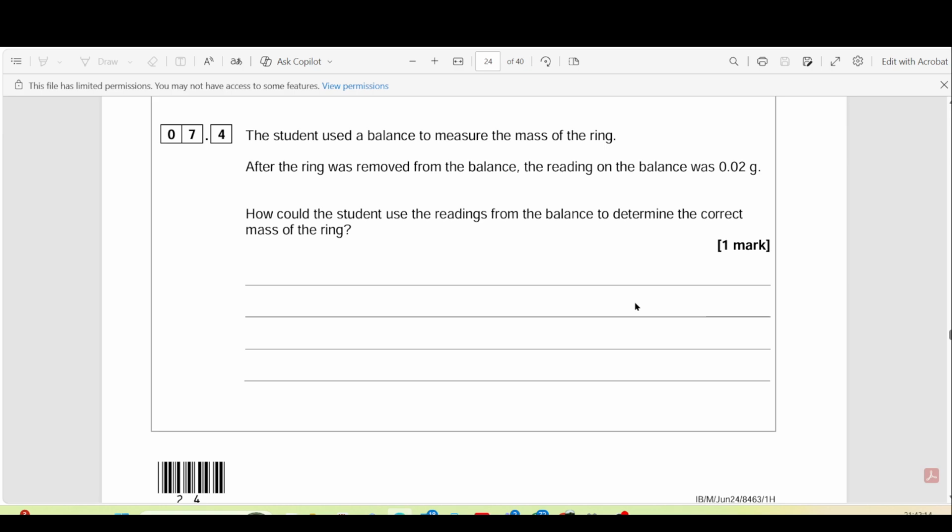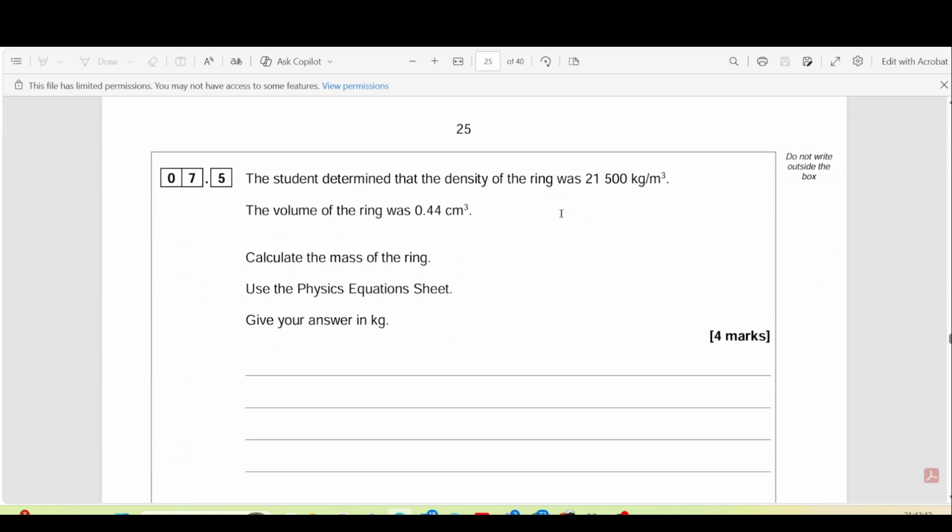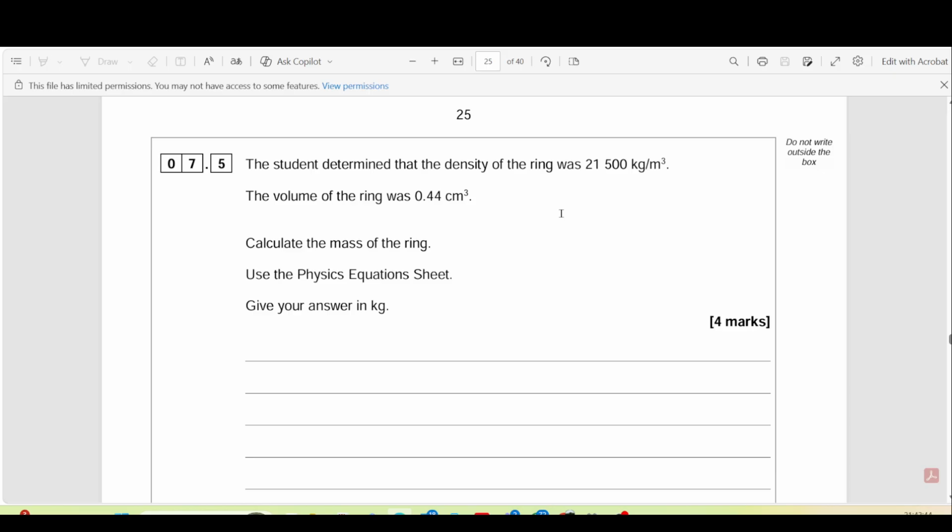We need to subtract it from the measured value, right? Because after removing the ring from the balance, it is still showing a reading of 0.02 grams. That means this is the error, right? So we need to just subtract it from whatever mass of the ring we get, to get the accurate value.